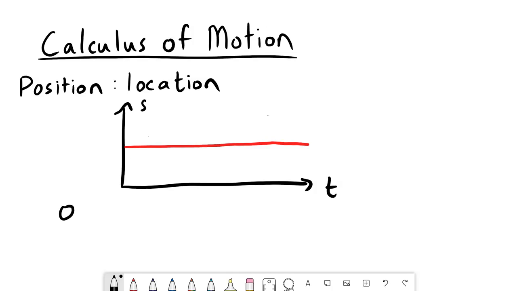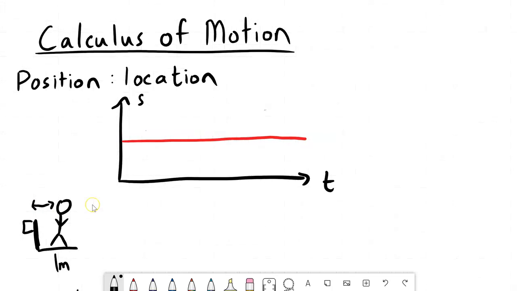Let's say this is where I am. Let's say this is my reference point, and I'm just 1 meter away from it. This is like a flag, I guess. I'm 1 meter away from the flag. How do I change over time? Am I staying in place? Am I moving? It doesn't seem like I'm moving, because I'm always 1 meter away from the flag.